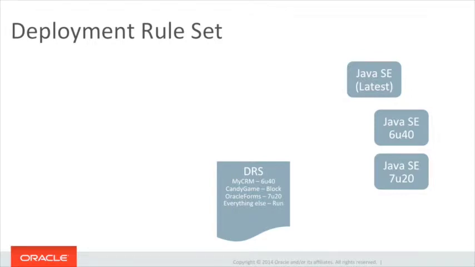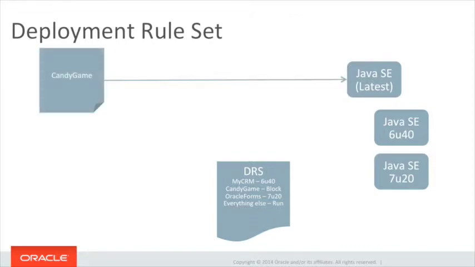In this case, we have a desktop machine with 3 versions of Java installed. The latest auto-updated version, most secure. An old version of Java SE 6, in this case 6 update 40, and a version of 7 update 20. It also has a deployment rule set file. When a user on this desktop tries to run Candy Game, the application will attempt to run on the latest version of Java. The JRE, the Java runtime, will check the DRS file and find a rule saying that Candy Game is not allowed to run at all, so it will block it.